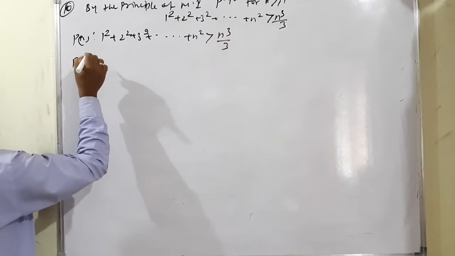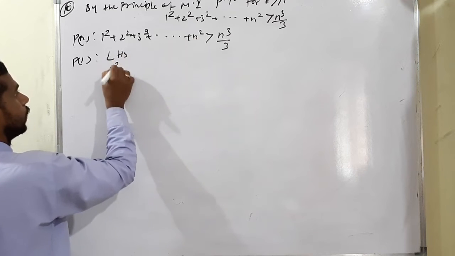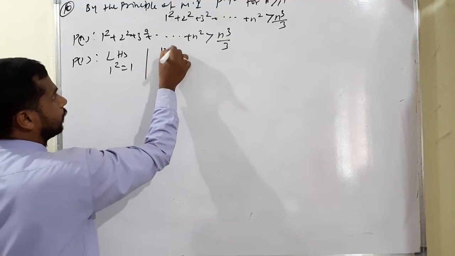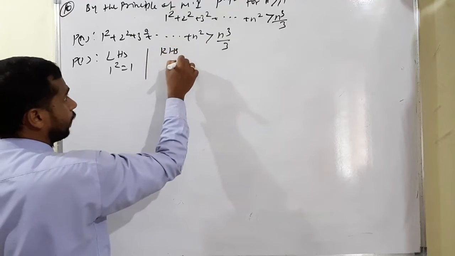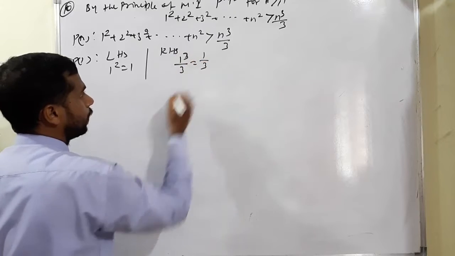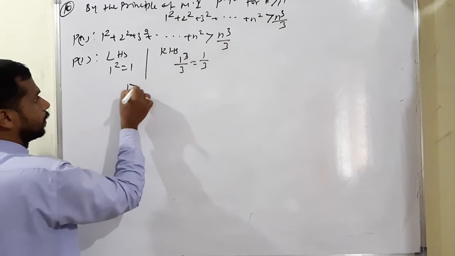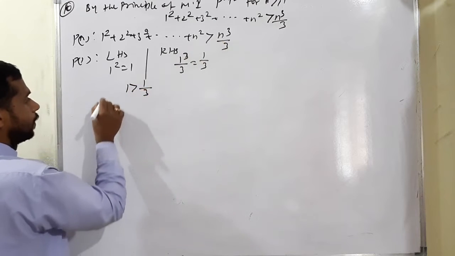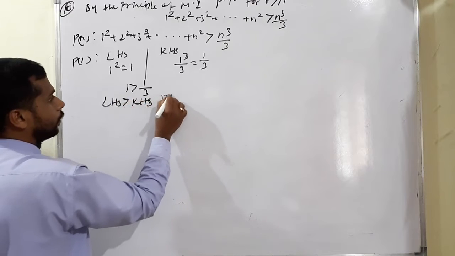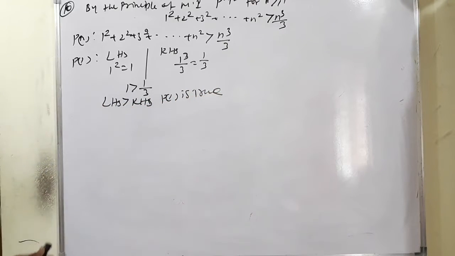So P of 1: on the left hand side, only n square is there, so 1 square means value 1. As well as the right hand side, instead of n apply 1, so 1 cube by 3, which is 1 by 3. So the condition is greater than, no? Definitely we can say 1 is greater than 1 by 3, so LHS is greater than RHS. Therefore, P of 1 is true. First condition is clear. Okay.